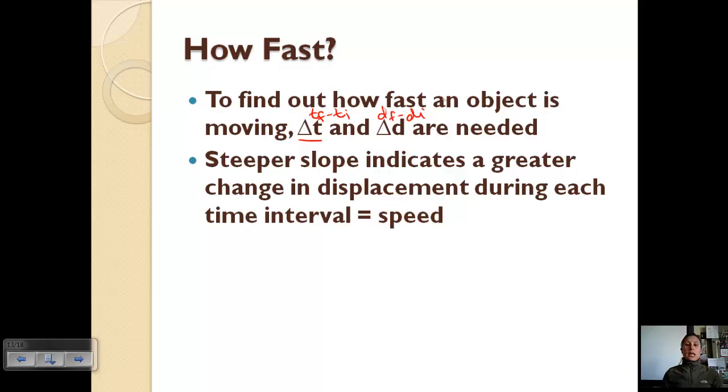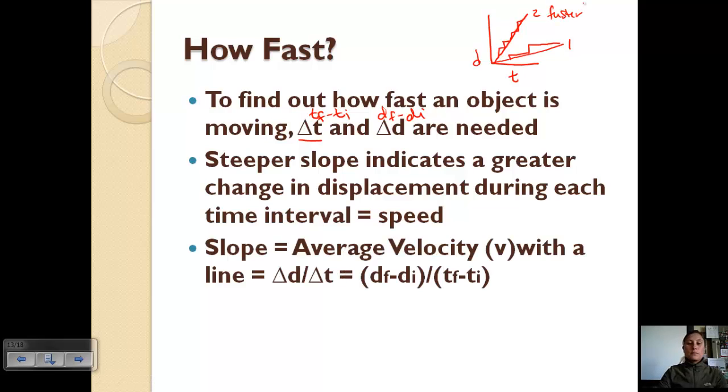When we do a position time graph, a steeper slope indicates a greater change in displacement during each time interval, which is speed. So the greater the slope, the greater the speed. So here I've got time, displacement. I could have something like this, or I could have something like this. So let's say this is object 1 and this is object 2. Well, if I look at the slope, those are beautifully straight lines. This slope is steeper, and so this would be considered a faster object or one with more velocity, or more speed if we're not indicating a direction.